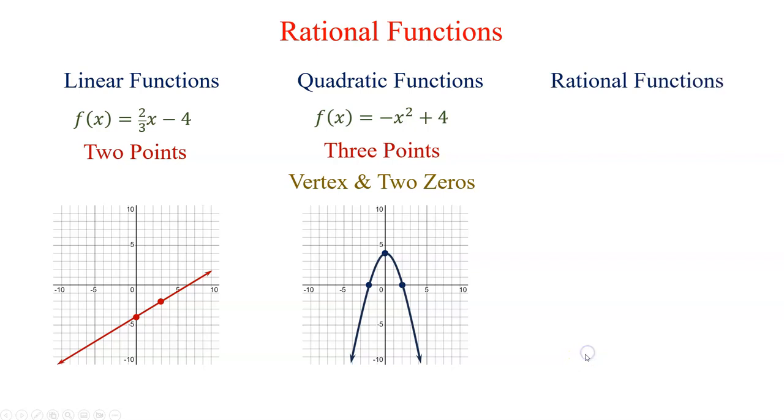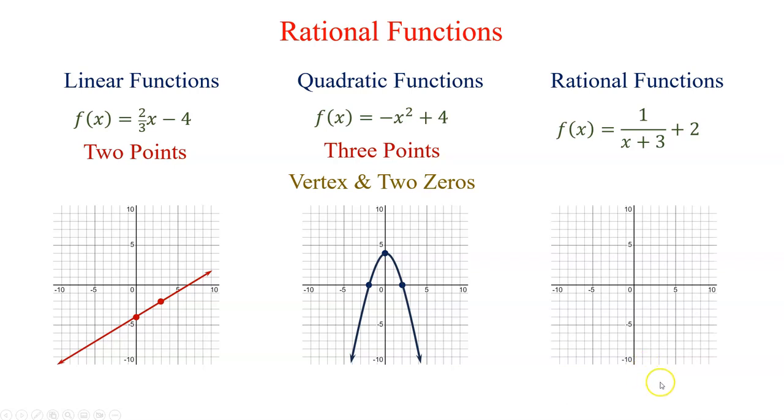When it's time to draw rational functions, say for example, f of x equals 1 over x plus 3, plus 2, and this is rational because we have a variable in the denominator. That's one of the major characteristics. Here, if we were drawing it from our transformations, we're supposed to know that this graph will move 3 to the left and 2 up.